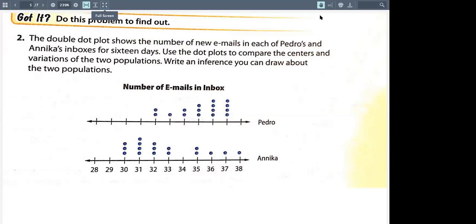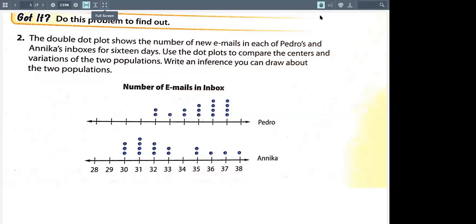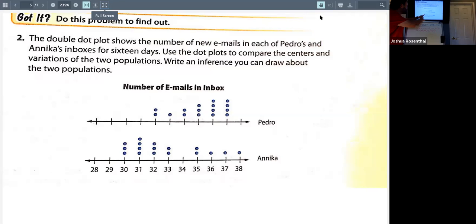3 30s. You counted the dots wrong? 4 31s, 3 32s, 2 33s, 2 35s. You counted the dots wrong. 3, 7, 10, 12, 14, 15, 16, 17. Yes, thank you. So it is 17. Okay, just making sure.